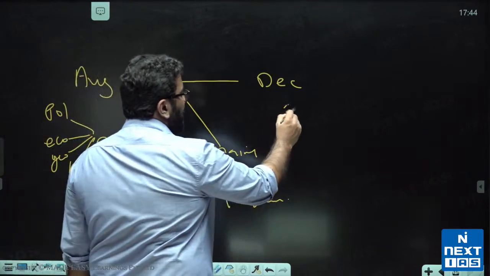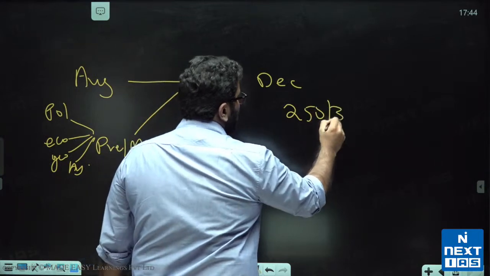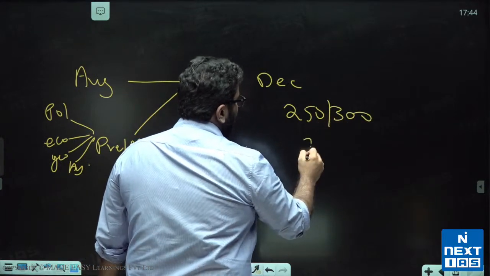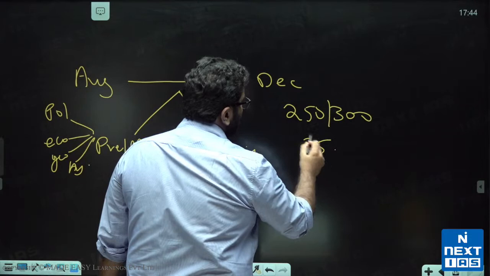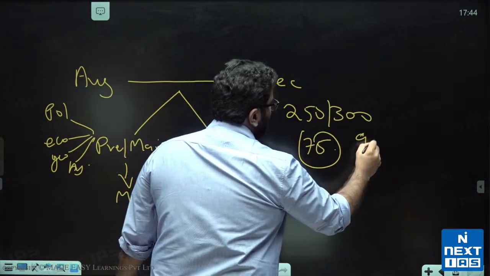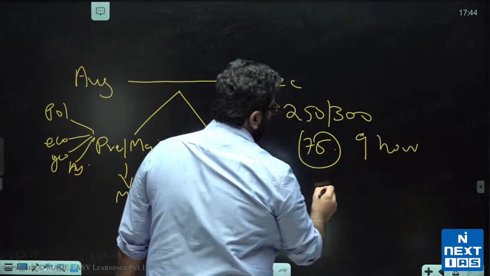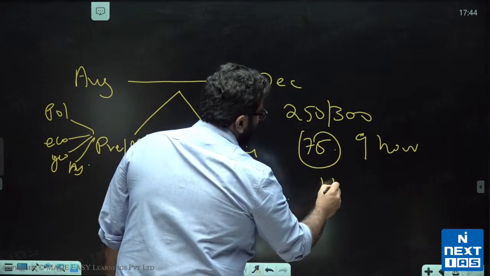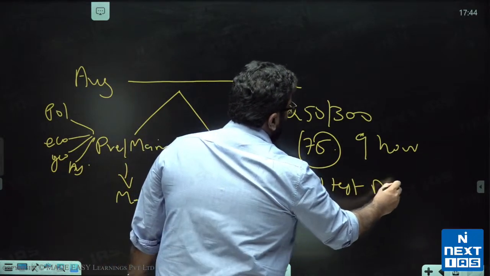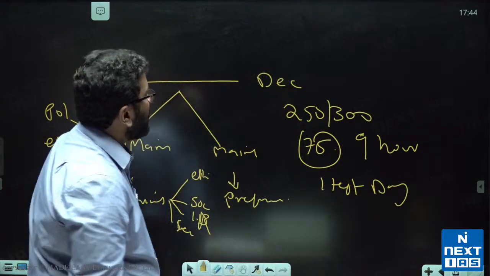Like I mentioned, every month 250 or 300 marks worth of syllabus would be completed. Every week 75 marks worth of syllabus would be completed. Every day we should have 9 hours of preparation. Every week we should have a test day, right? I'll also put two other important numbers.